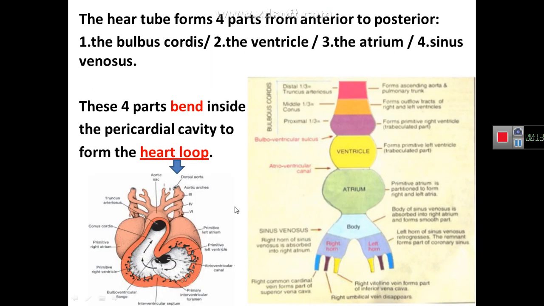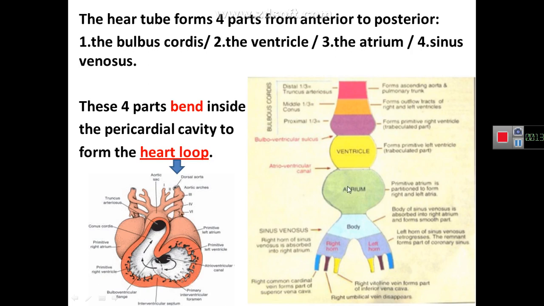The heart tube later on will enlarge more than the size of the pericardial cavity. Therefore, the heart tube will be folded in order to be inside the pericardial cavity. And as a result of this folding, there will be formation of the heart loop. First, we have the heart tube, but later on, we will find that the tube is folded or bent inside the pericardial cavity to form the heart loop.